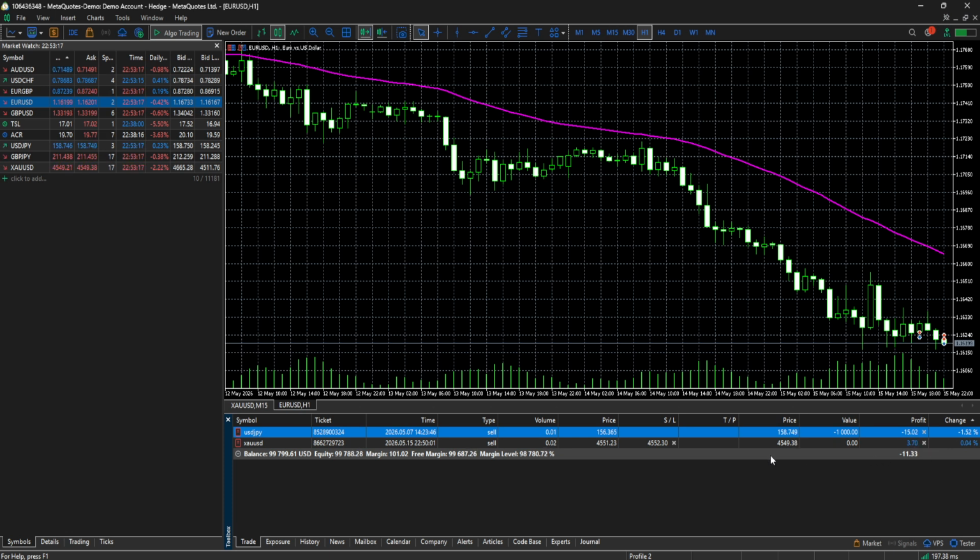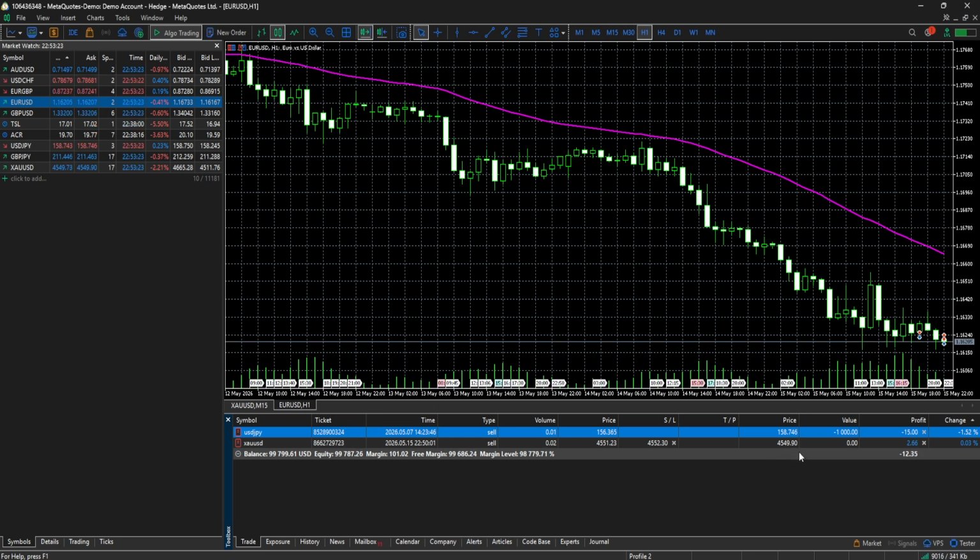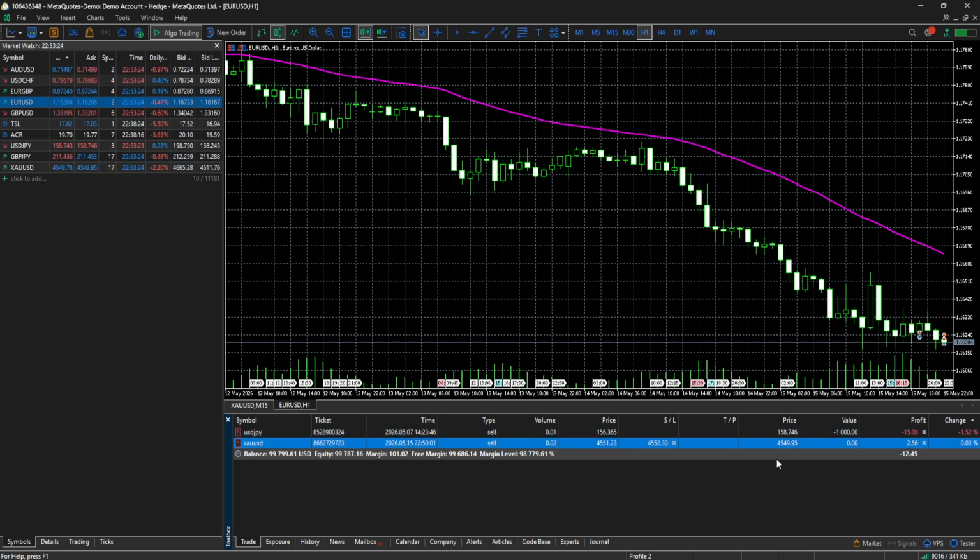Use sound risk management. A beginner-friendly approach is to risk about 0.5% to 1% of your account per trade. Adjust your lot size based on your stop-loss distance so that your dollar risk stays within that range. Avoid overtrading and be selective. Only take high-quality setups that fit your plan.